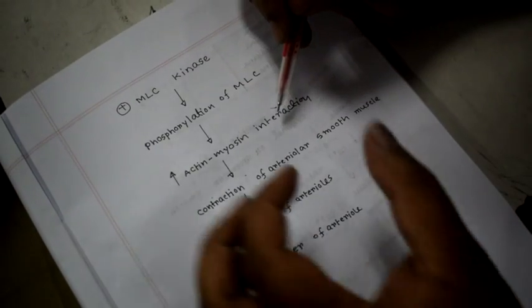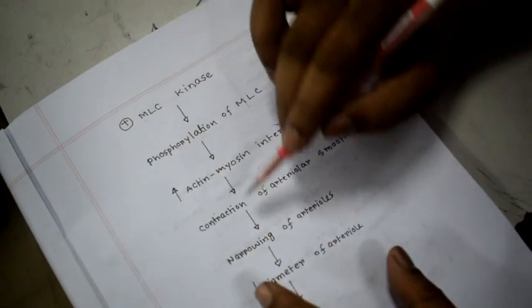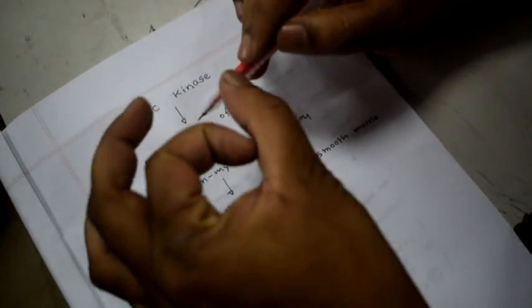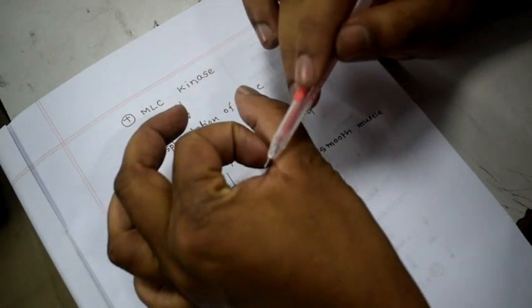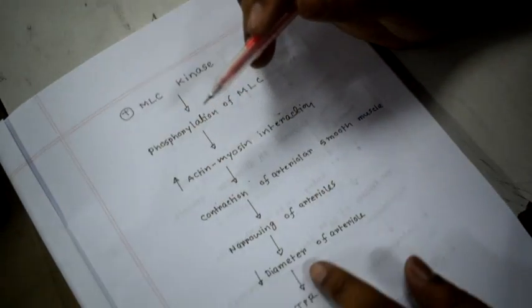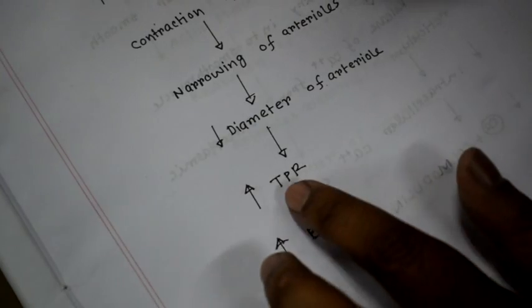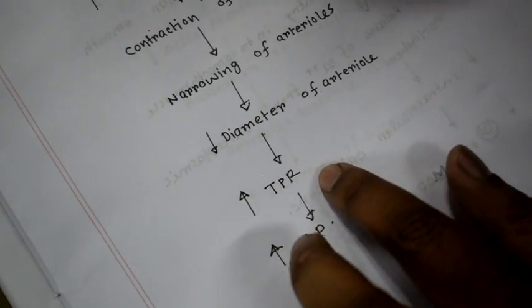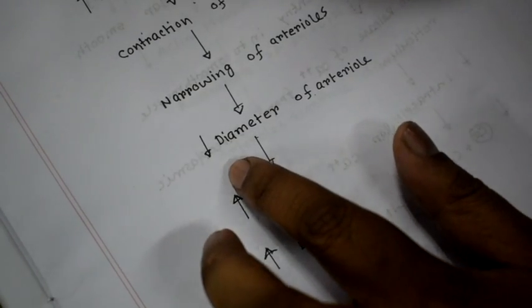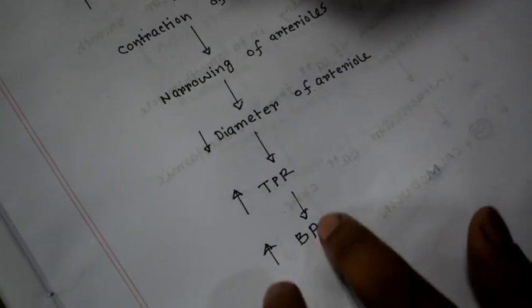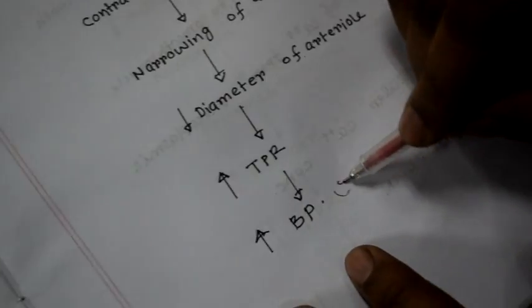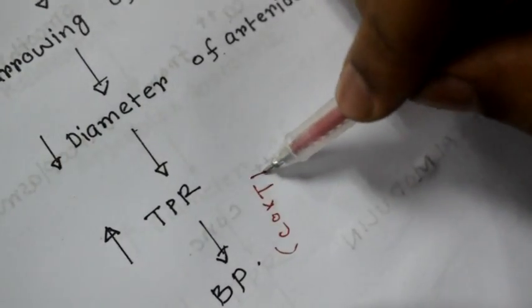When arteriolar smooth muscle contracts, your arteriole becomes narrow, and when your arteriole becomes narrow, the diameter of the arteriole is less. When the diameter of the arteriole becomes less, total peripheral resistance goes up, because total peripheral resistance is determined by the diameter or radius of the arteriole. When the radius of the arteriole goes down, total peripheral resistance goes up, and when total peripheral resistance goes up, your blood pressure goes up, because mean arterial pressure equals cardiac output times total peripheral resistance.